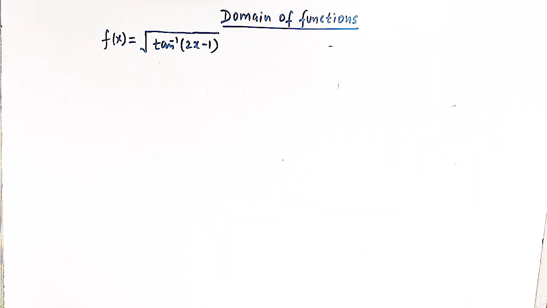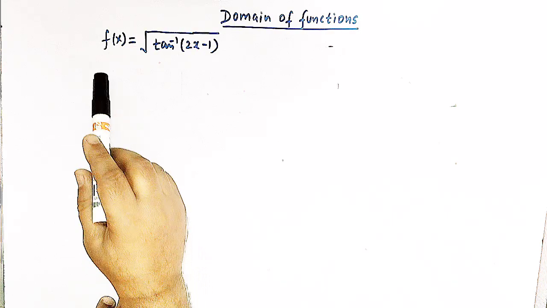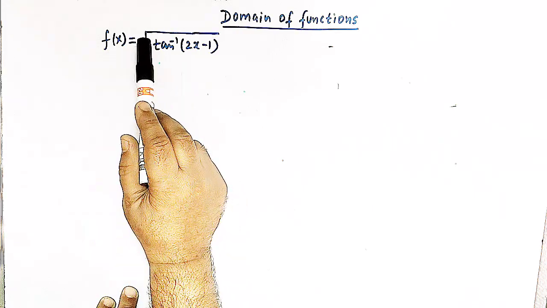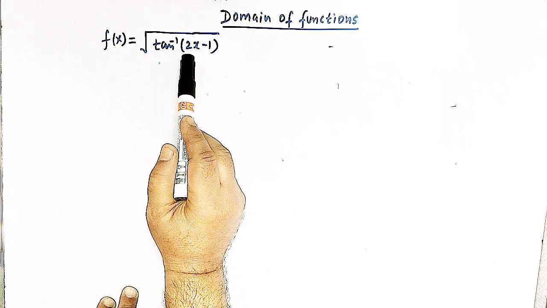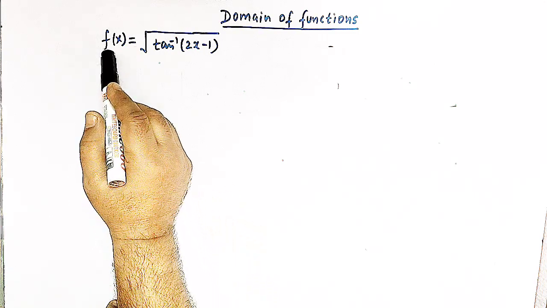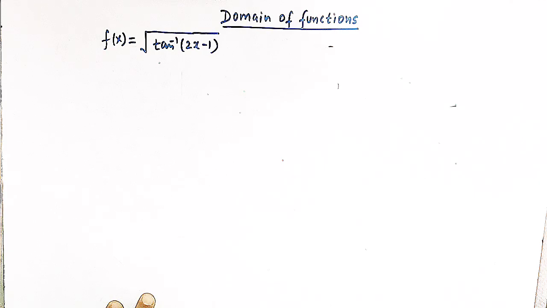Hello viewers, in today's session we are going to discuss an interesting problem from the domain of functions. We have to find the domain of this function f of x, that is square root of tan inverse 2x minus 1. So here we have to find all the valid values of x for which this function is defined, right?